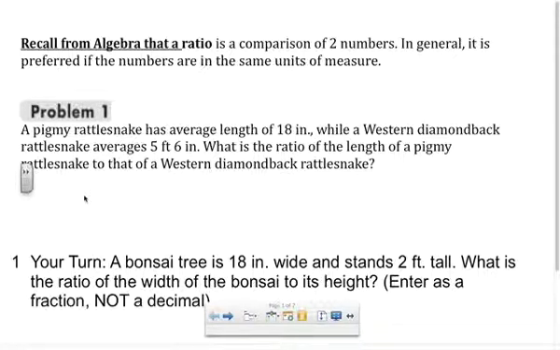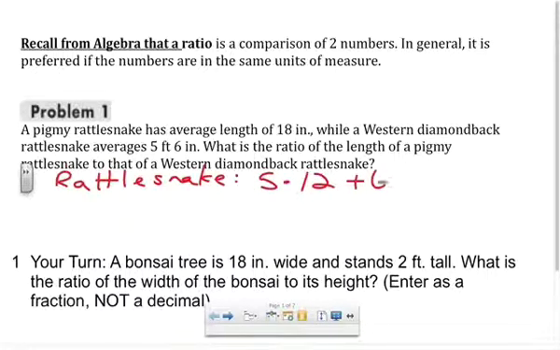Okay, so what am I going to do to that 5 foot 6 inches in order to convert that into just inches? Multiply 5 times 12 and then add the 6. Beautiful. Okay, so the diamondback is 5 times 12 plus 6, which is 66. Okay, so now I have both of my measurements in the same unit of measure.